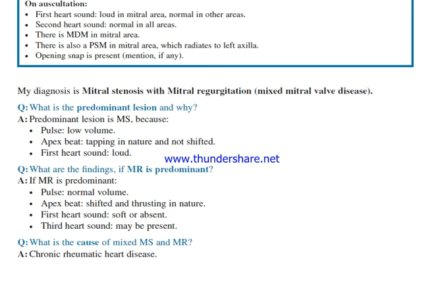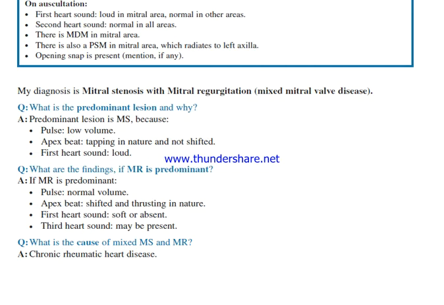So my diagnosis is mitral stenosis with mitral regurgitation, mixed mitral valve disease. Now what is the predominant lesion and why? Predominant lesion is mitral stenosis because pulse is low volume, apex beat is tapping in nature and not shifted. First heart sound is loud.